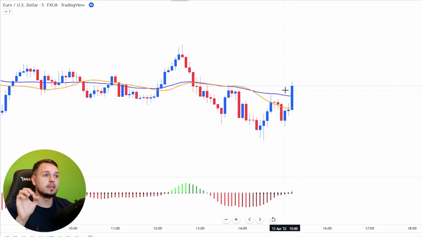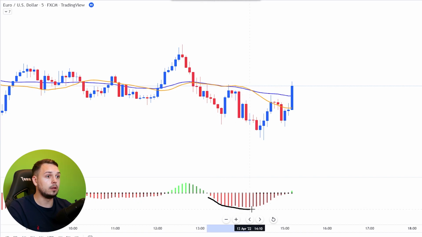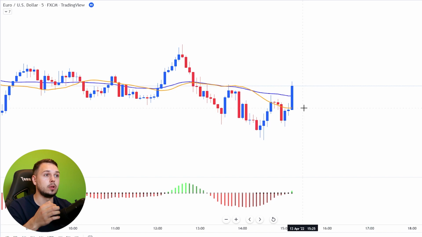Now let's take a look at this bullish setup. The 20 and 50 moving averages have been broken with this huge bullish candlestick, and we are also seeing that the momentum indicator once again turning from red to green, right? So it shows bullish pressure once again. But do we enter off this candlestick? No, we do not, because it's only a breaking candlestick.